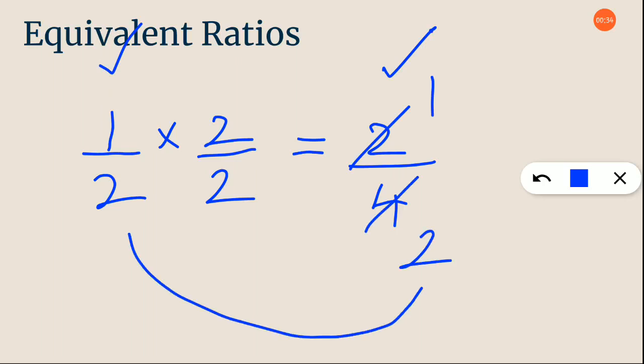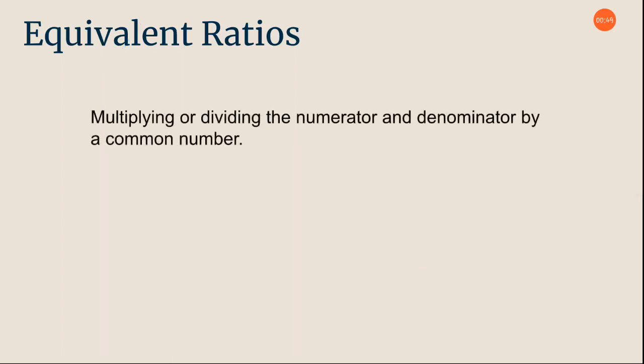Just the value is going to be the same, but the numbers alone are going to be different. That is why we are going to substitute. Instead of this, we can use that. But it has the same value. Clear, children? Now, multiplying or dividing the numerator and denominator by a common number is called an equivalent ratio.